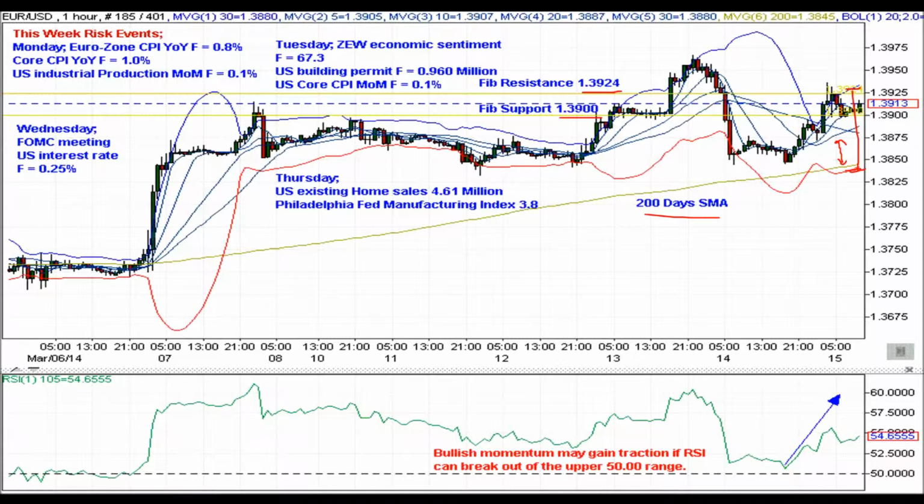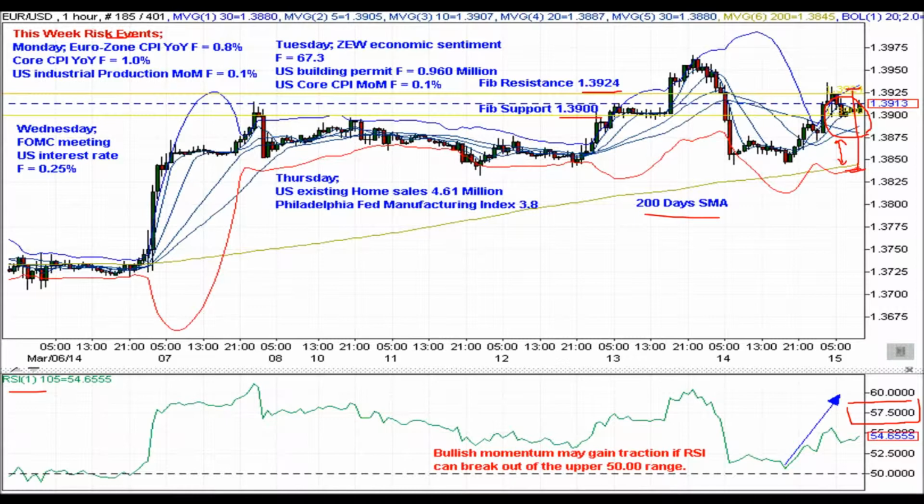This bullish view is also validated on the short-term moving average front on the euro-dollar pair, opening today's trading session above the 5, 10, 20, and 30-day simple moving average. Collectively, this is indicative of a buy recommendation on the technical front. Having a look at the RSI indicator on this hourly chart, it showed that the bullish momentum may gain traction if the RSI can break out from the upper 50.00 price value range.